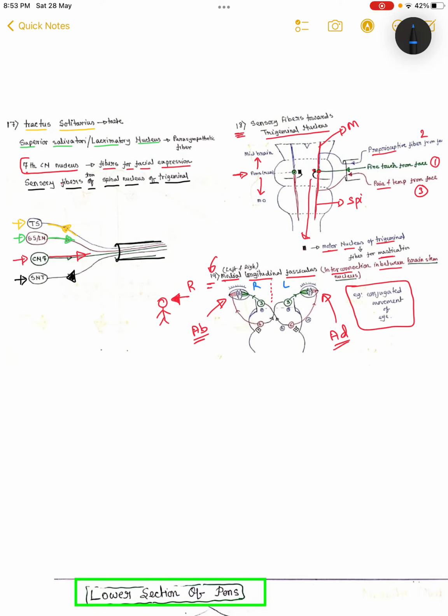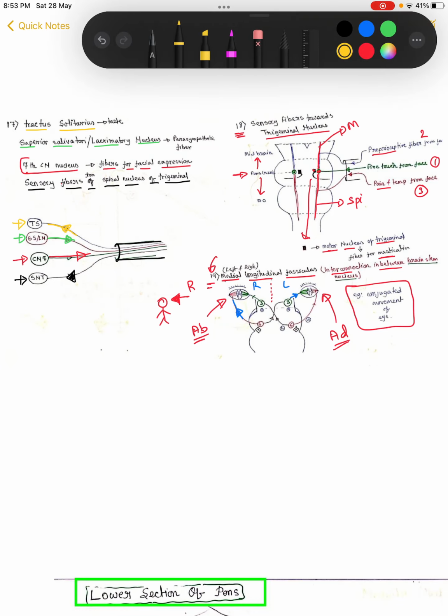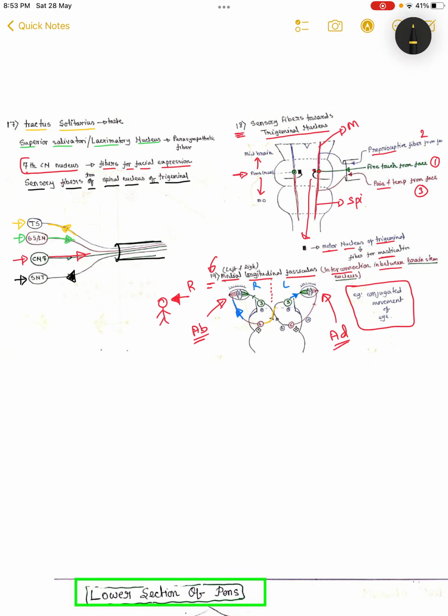If the right side eye has to be abducted, then this fiber should be activated, and if the left side eye should be adducted, then this fiber should be activated, you know, abducens and oculomotor. Now how will the brain communicate? The brain will communicate via this fiber, and this fiber is our medial longitudinal fiber.